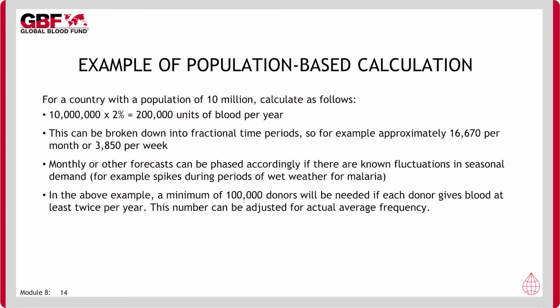To illustrate the application of this model, let us consider a country with a population of 10 million citizens. The blood forecast can be calculated by multiplying 10 million by 2%, which gives us an estimate of 200,000 units of blood per year, or approximately 3,850 units per week. A minimum of 100,000 blood donors will be needed if we presume that each donor gives blood at least twice per year, more if the average is lower.